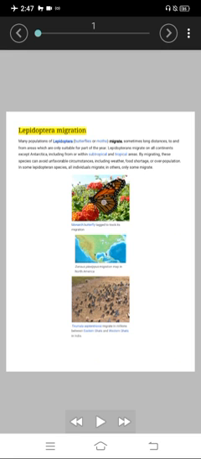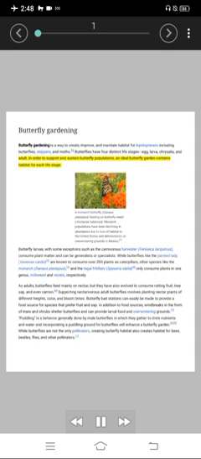Butterfly gardening. Butterfly gardening is a way to create, improve, and maintain habitat for lepidopterans including butterflies, skippers, and moths. Butterflies have four distinct life stages: egg, larva, chrysalis, and adult. In order to support and sustain butterfly populations, an ideal butterfly garden contains habitat for each life stage.